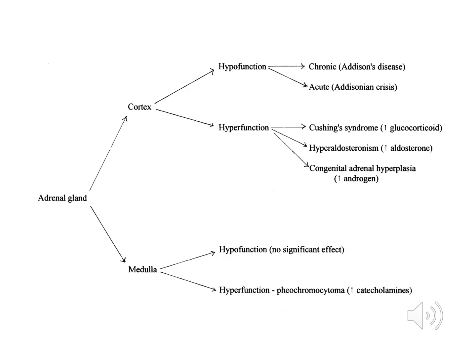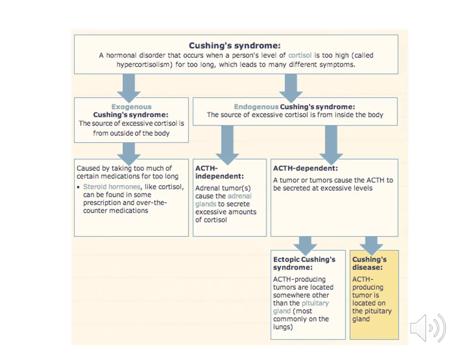All right, we're still on hyperfunction of the cortex. Let's talk about Cushing's syndrome, where we have too much cortisol. And there's Dr. Cushing. Now, there's a bunch of reasons why somebody might have too much cortisol. Maybe they have a tumor on their adrenal cortex that's overproducing cortisol. Or maybe they have a tumor on their anterior pituitary that's making too much ACTH. And the only reason that the cortex is making too much cortisol is because the tumor on the anterior pituitary is making so much ACTH.